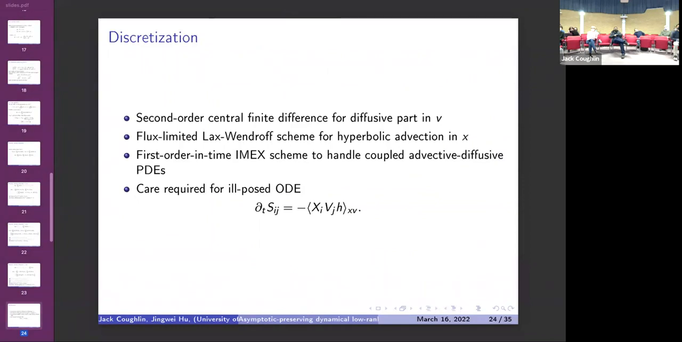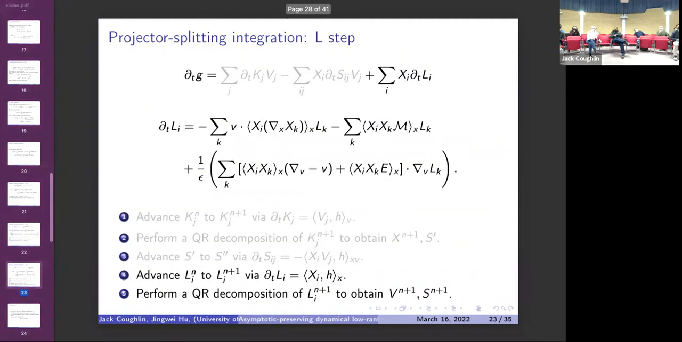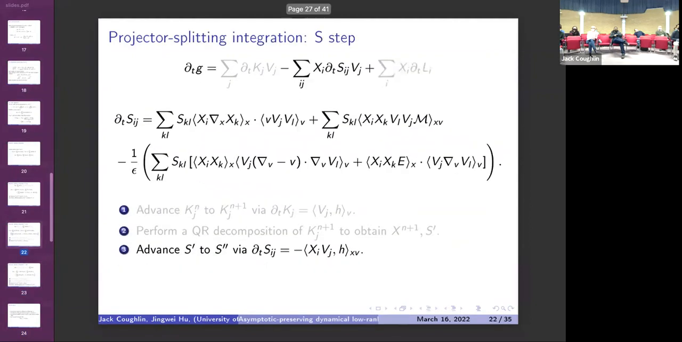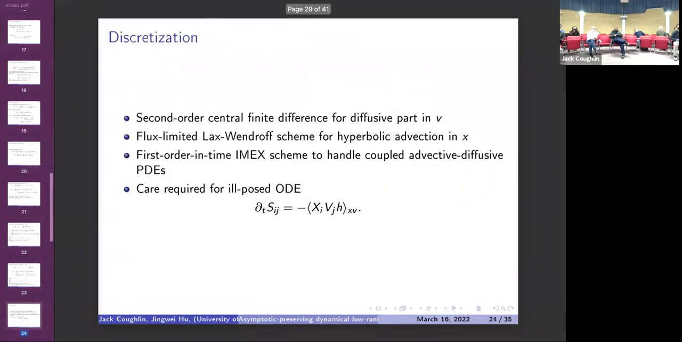And briefly, I'll note that you have to be a little bit careful with this ill-posed ODE. So if this is diffusive, well, S is running it backwards, right? So this is like a reverse heat equation, which is very bad. But if you're careful about the time discretization that you use to solve this, it turns out to be fine. Just doing it for one time step, right? Because it's like just a correction.